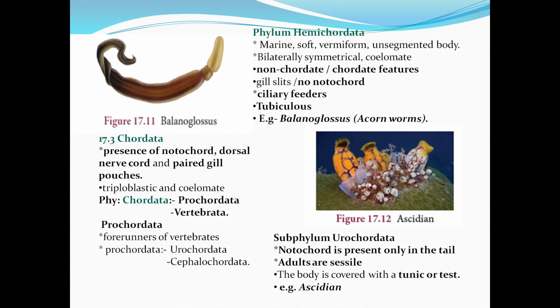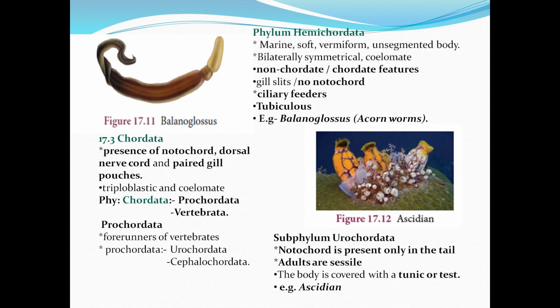Ciliary feeders means the cilia which are present near their mouth parts will beat the water by which a water current is formed, which will bring the food for them, and they trap these food particles from the water. That's why they are called ciliary feeders. And they are in tubular form. Tubular means tube-like, worm-like structures in the marine water. Example, Balanoglossus or acorn worms.